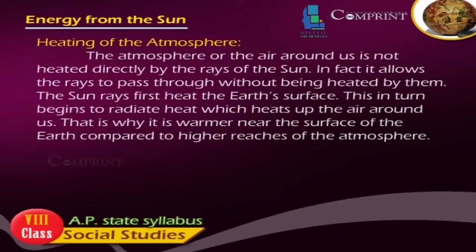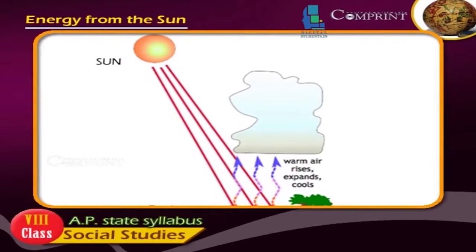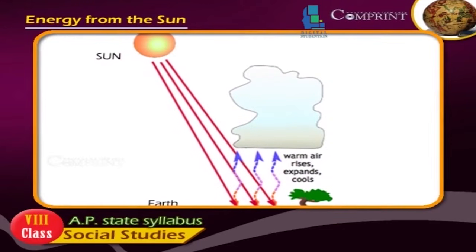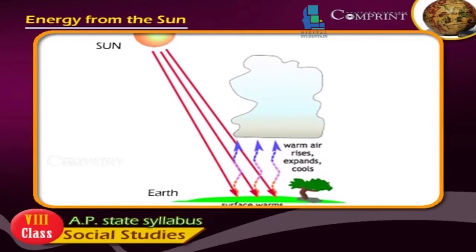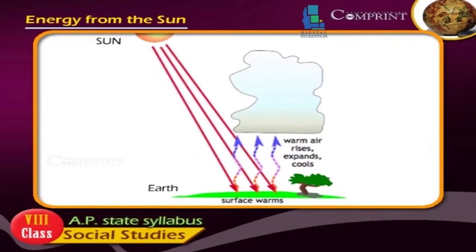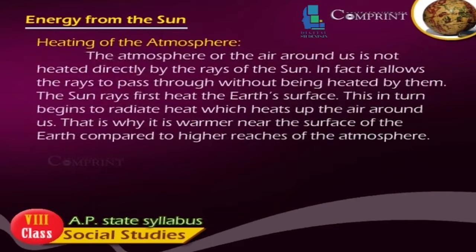Heating of atmosphere. The atmosphere, or the air around us, is not heated directly by the rays of the sun. In fact, it allows the rays to pass through without being heated by them. The sun rays first heat the Earth's surface. This in turn begins to radiate heat, which heats up the air around us. That is why it is warmer near the surface of the Earth compared to the higher reaches of the atmosphere.